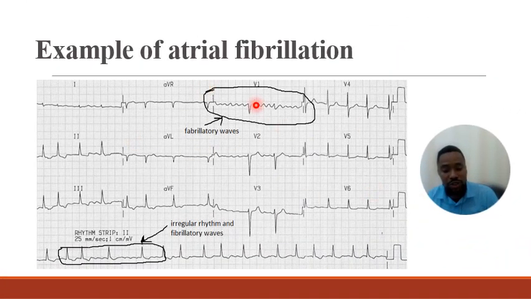This is an example of atrial fibrillation. Two things: irregular rhythm and irregular P wave, or fibrillatory waves. You can see the RR interval is irregular, and then there's no P wave. All these things that look like P waves are just fibrillatory waves. So this is an example of atrial fibrillation.